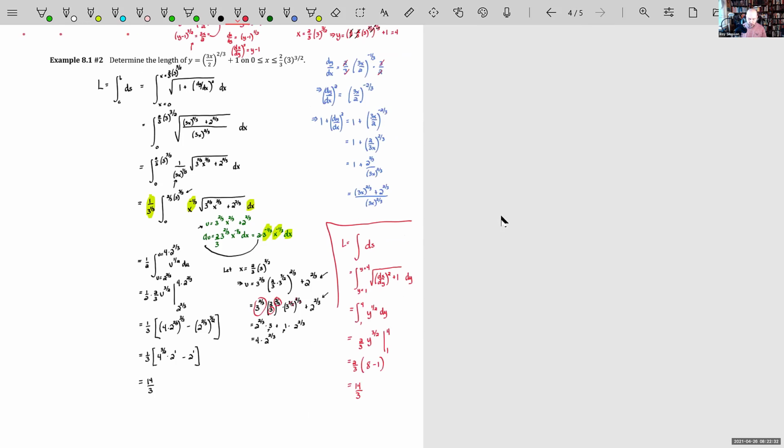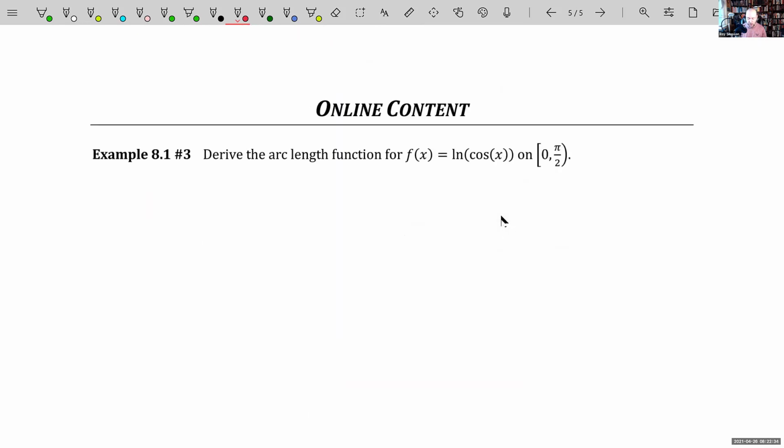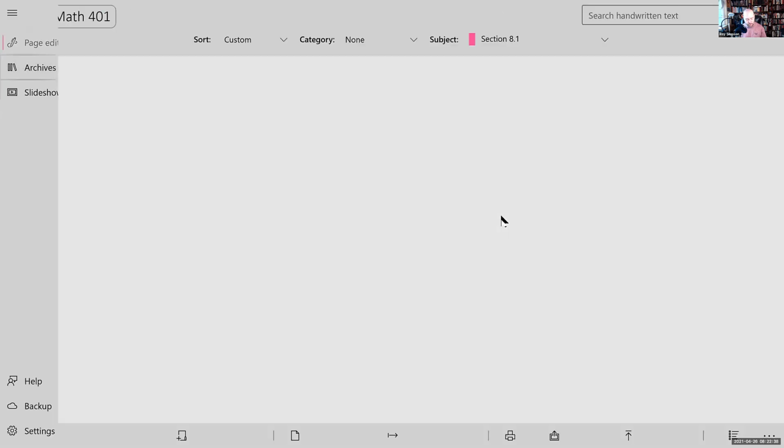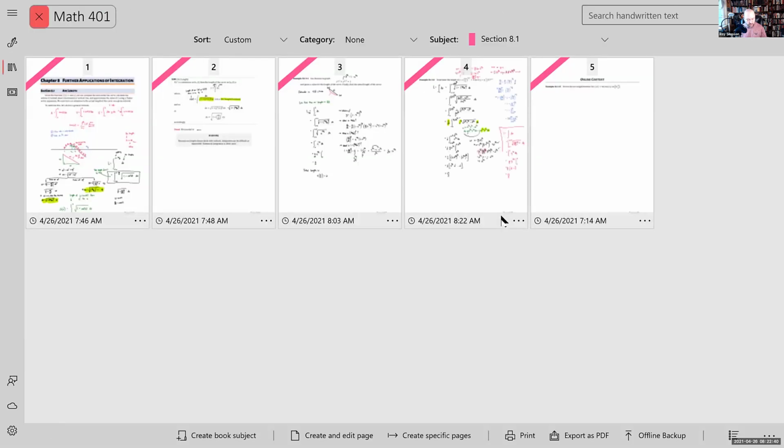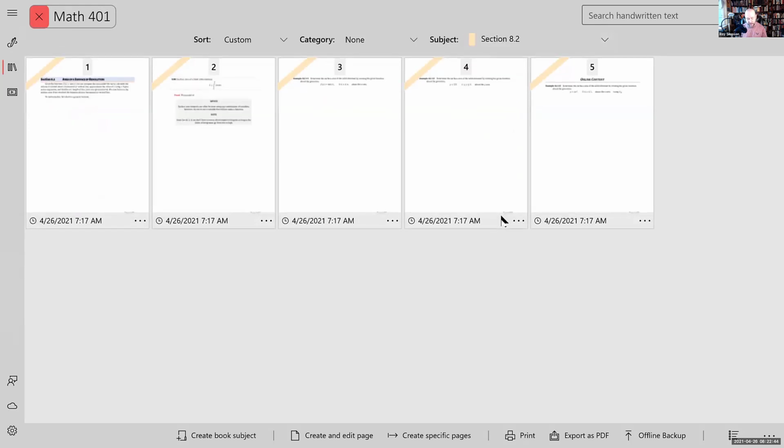The last example is an online example, so I'm going to leave it as an online example so that we can get into the second section we're going into. And don't think that we're rushing through. These are actually very short sections. So that very first section, it was all about that one formula. That's it, arc length.